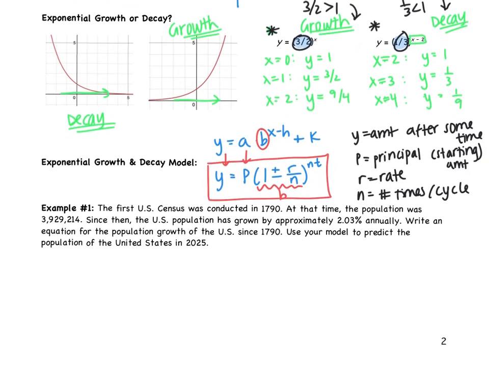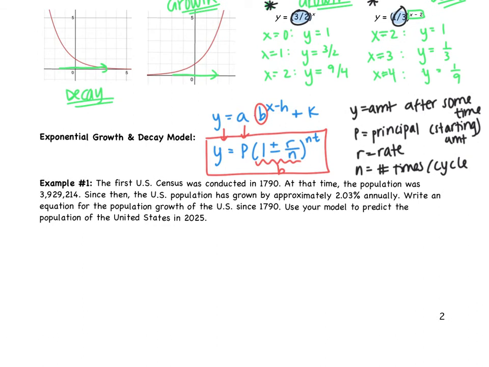So let's just look at example number 1. The first U.S. census was conducted in 1790. At that time, the population was 3,929,214. Since then, the U.S. population has grown by approximately 2.03% annually. Write an equation for the population growth of the U.S. since 1790. Then use your model to predict the population of the U.S. in 2025.